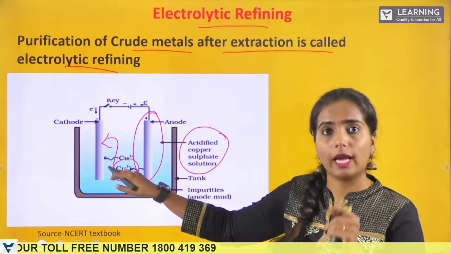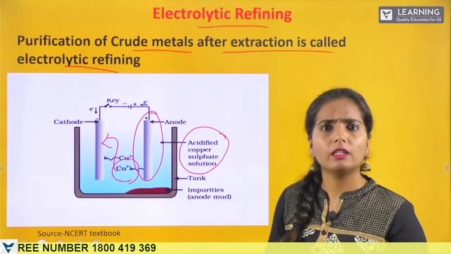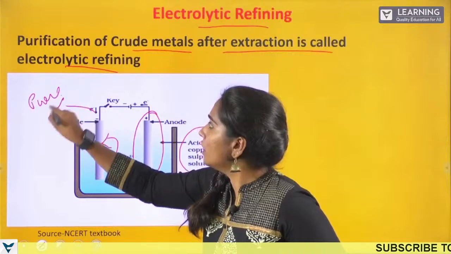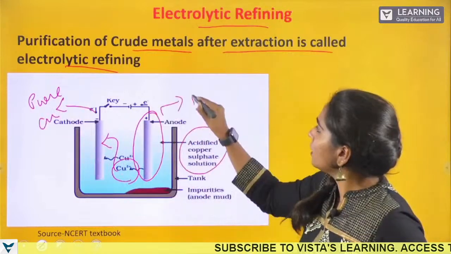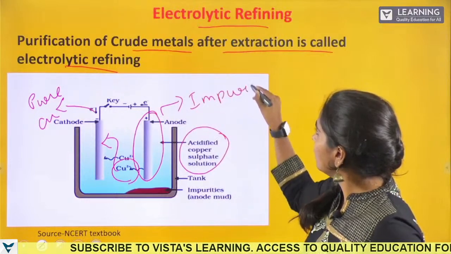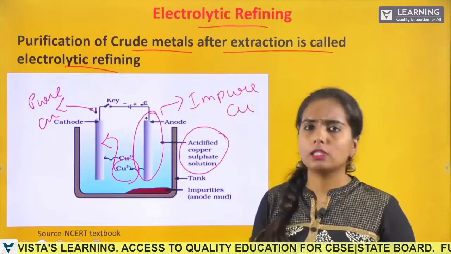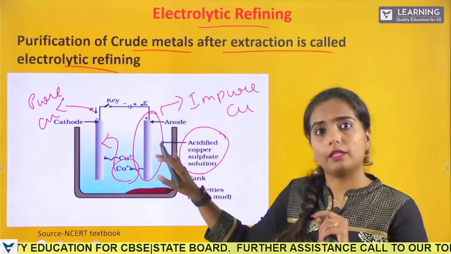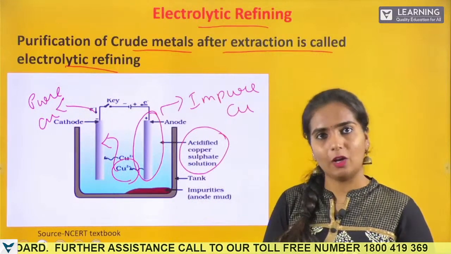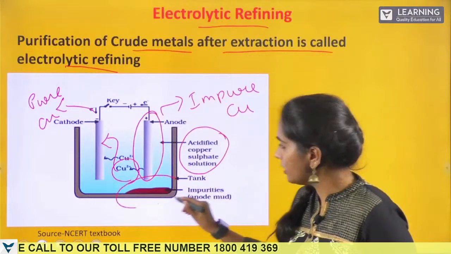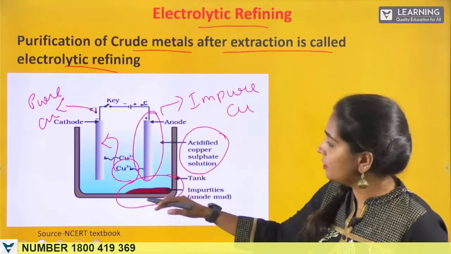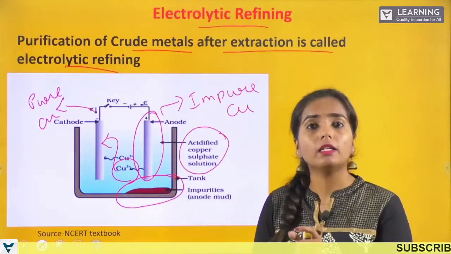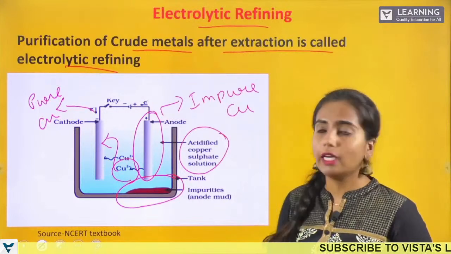So this is exactly what happens in electrolytic refining. The cathode side will be containing pure copper and our anode will be containing impure copper. So the copper present in our anode side, when the electricity is passed, comes out and gets attached to our pure copper side. Then the final part is the impurities present in our anode side get settled down in the tank. You can see in the picture the impure particles from our anode side settle down in our tank.